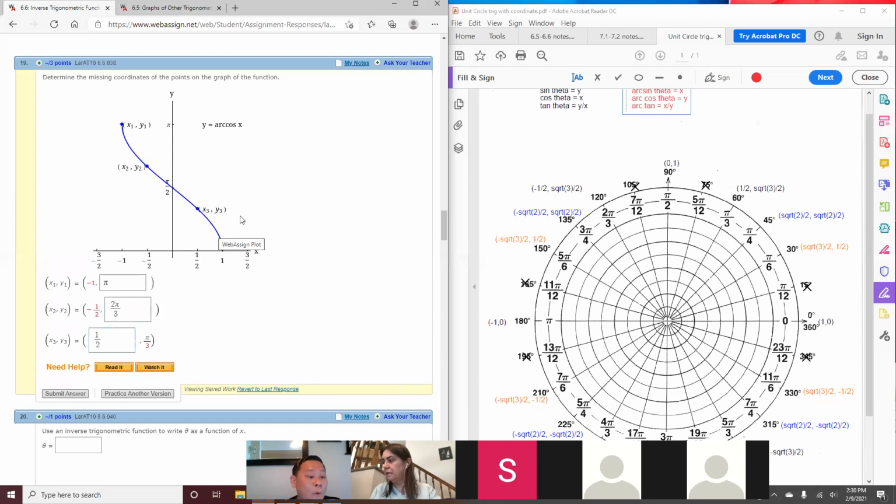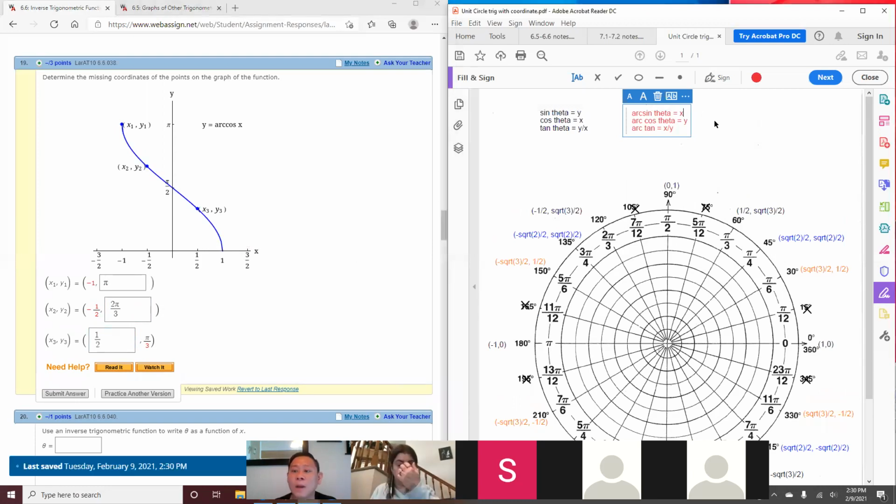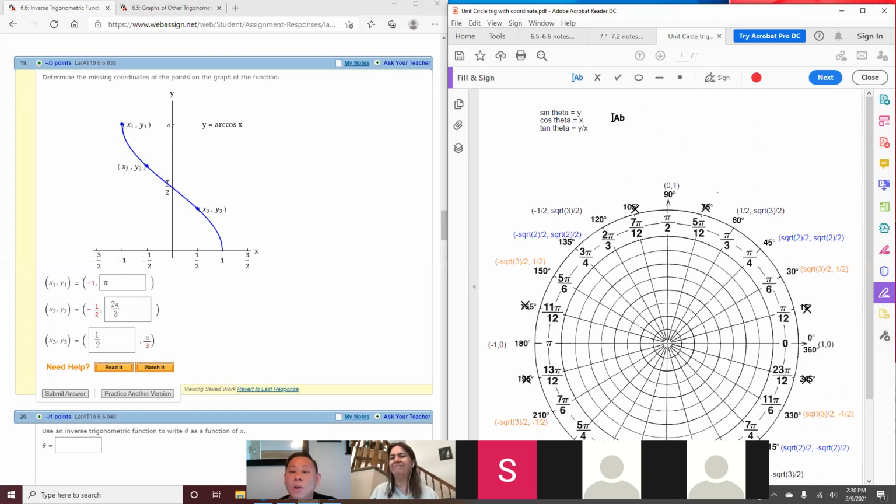So what happens in this case is your x and y coordinates are switched. Actually, it's the same. So what you do in this case is you just move the sign over. It is the same as your y and y over x, but you have to read it backwards. Like cosine theta is x, which is this one. So that's why when it's -1 it is pi.